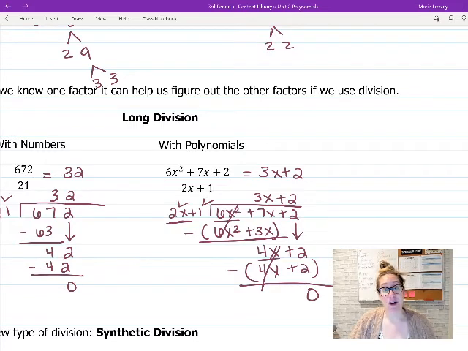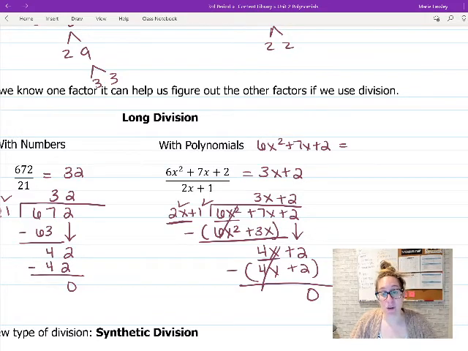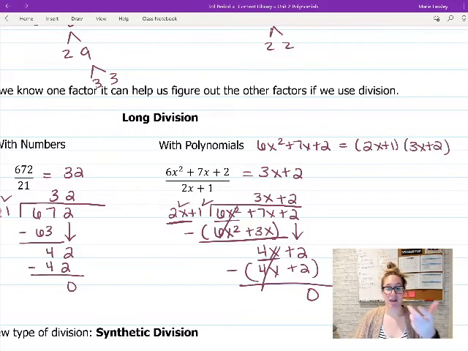Now, with polynomials, it's nice that we can do this because now we can write this in factor form. So we originally had 6x squared plus 7x plus 2. Well, 6x squared plus 7x plus 2 can be rewritten or factored to 2x plus 1 times 3x plus 2. So by dividing out one of the factors that we were given, we were able to find the other factor, which is kind of nice, right? We know that these two parentheses multiply together to make that 6x squared plus 7x plus 2.